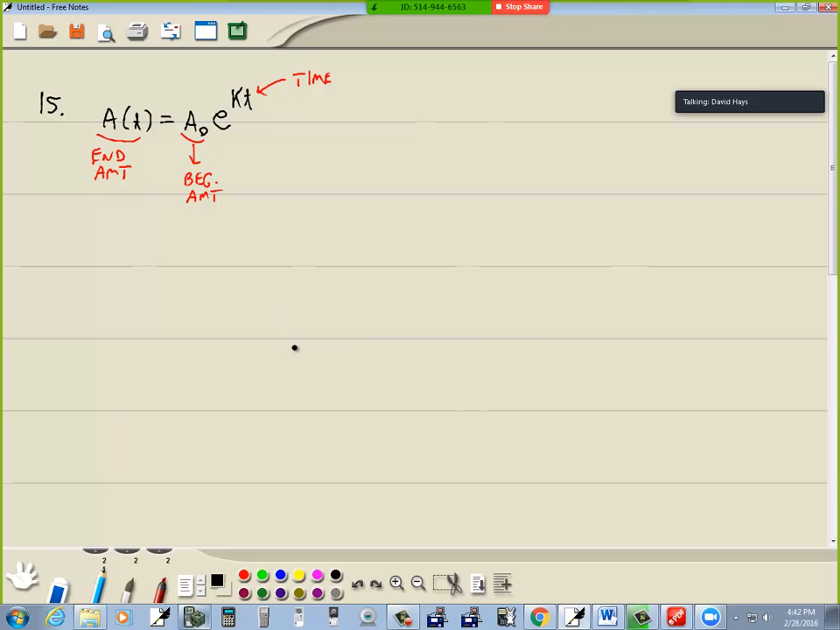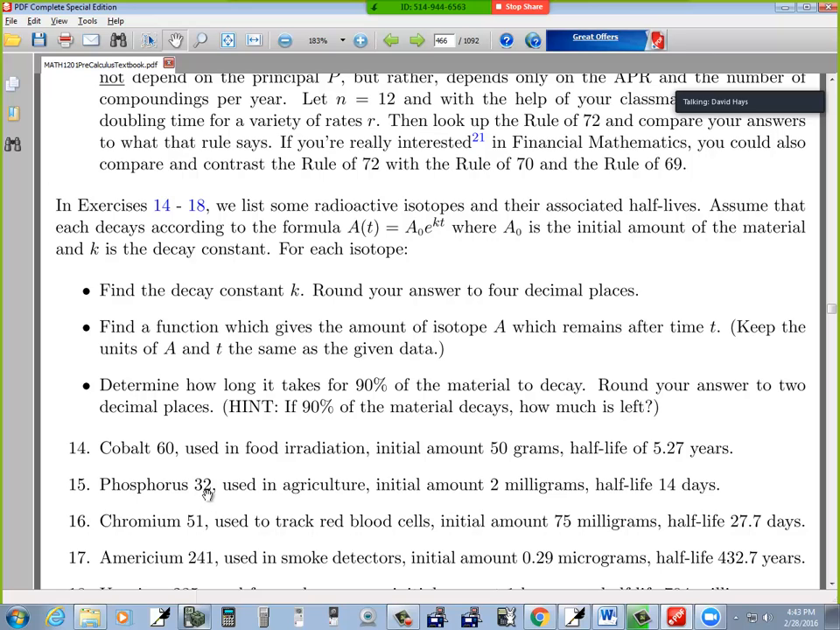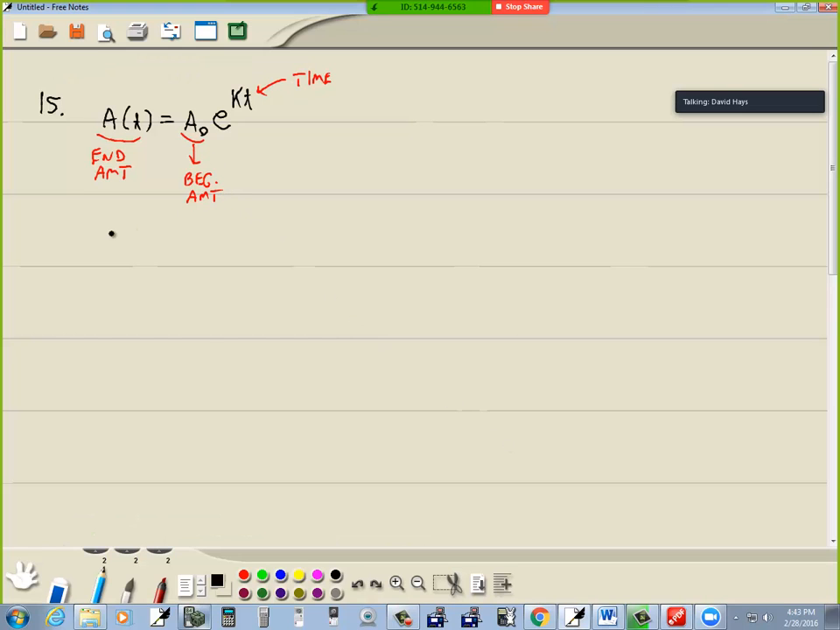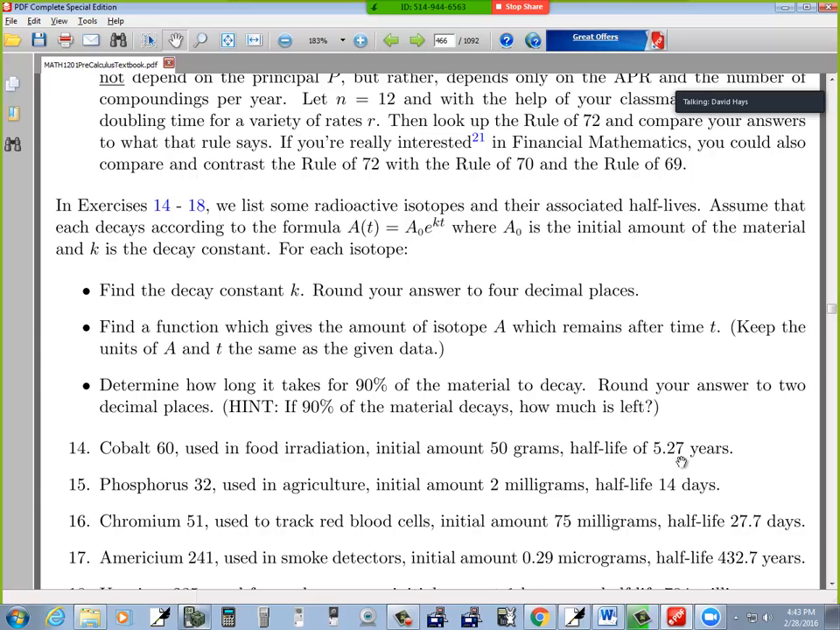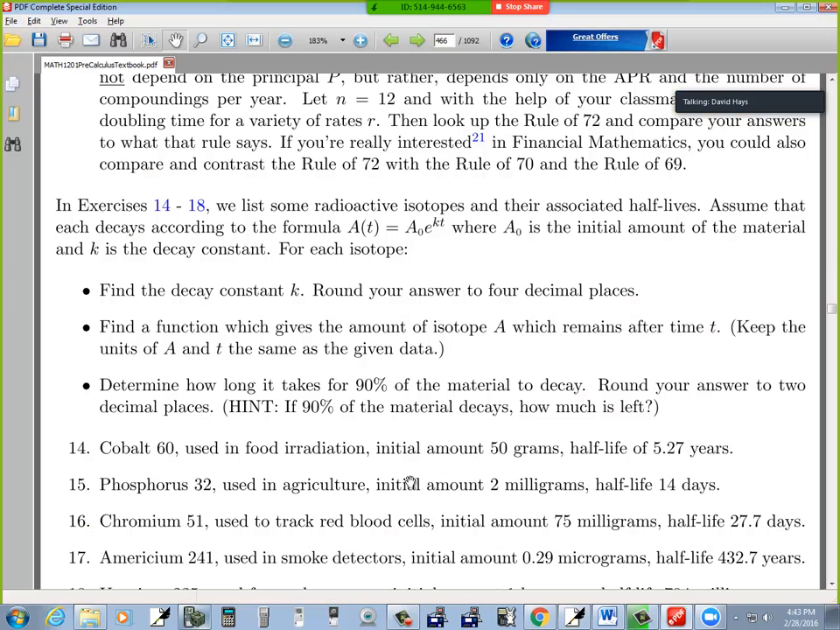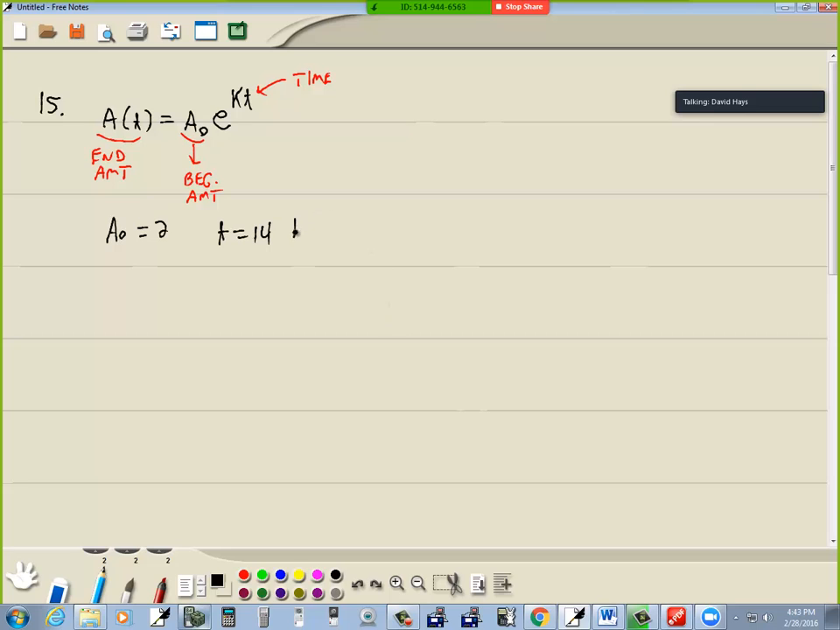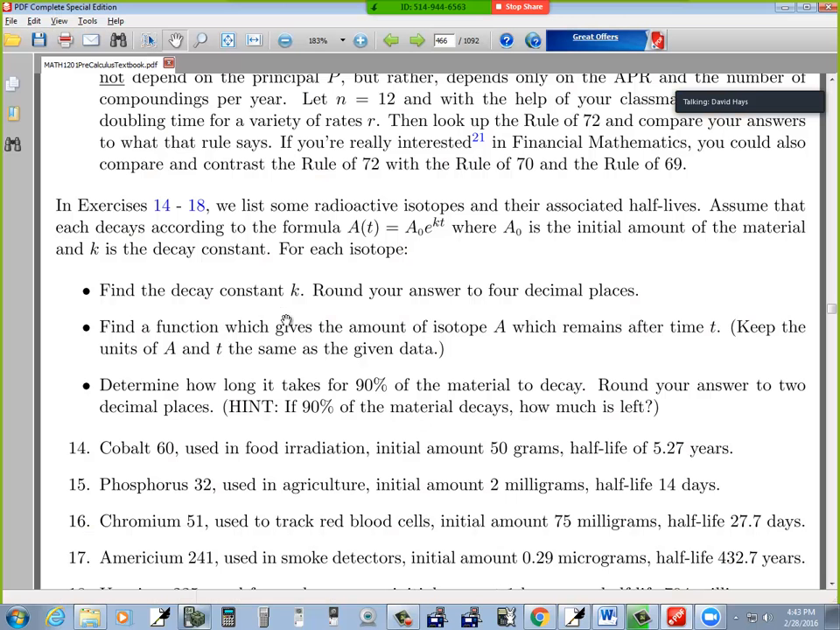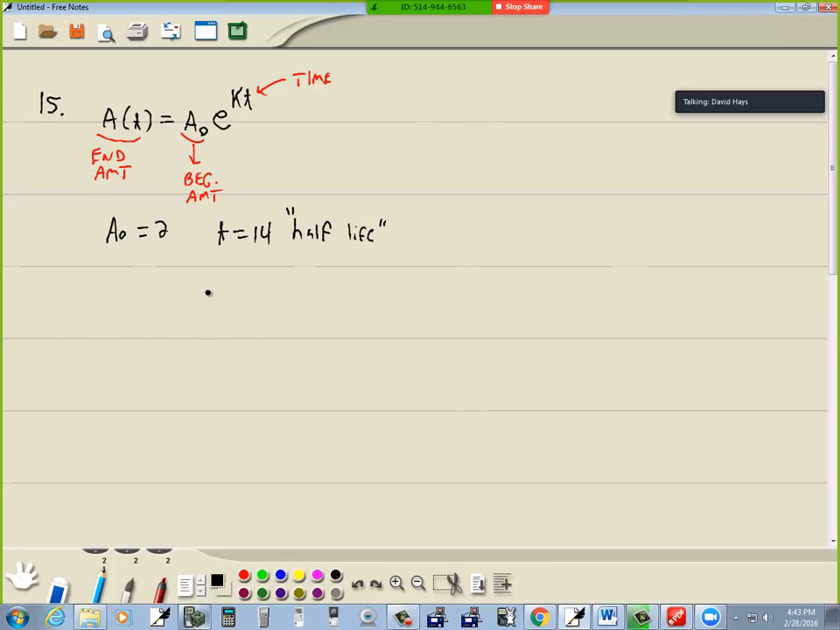Okay. Now they tell us for number 15, phosphorus 32 used in agricultural, initial amount is 2 milligrams. Well, the beginning amount we said was A naught. So they're telling us that's 2. Half-life 14 days. So t is equal to 14. And that's for our half-life. And then the problem up here says find the decay constant k. Round your answer to 4 decimal places. And that's kind of assumed you have to find k on these problems.